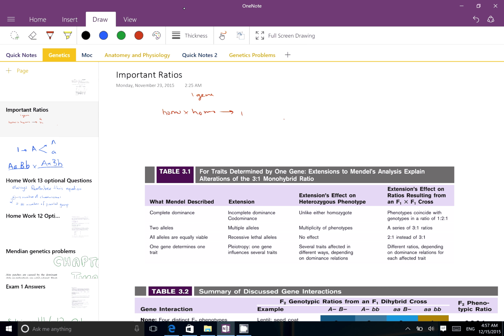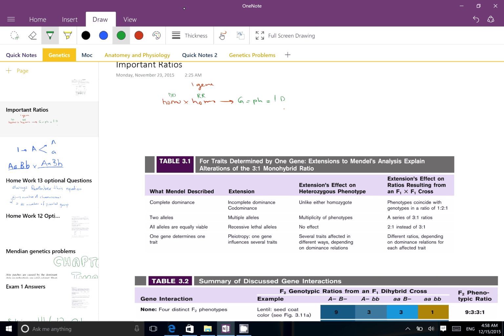Let me rewrite this. Genotypic ratio equals phenotypic ratio. In this case, it's actually equal to 1. They all exhibit the dominant trait. So if this is dominant and this is recessive, they all look dominant, and they're all heterozygous.